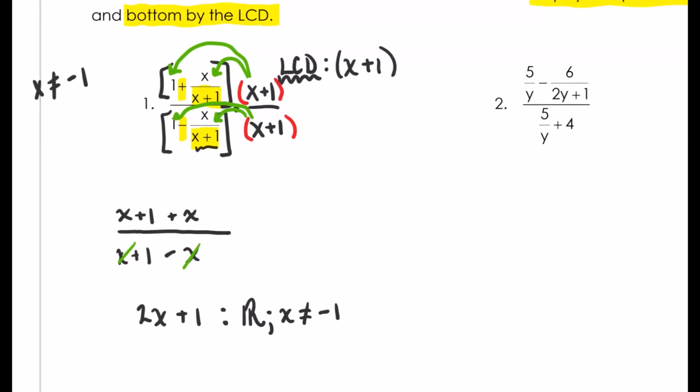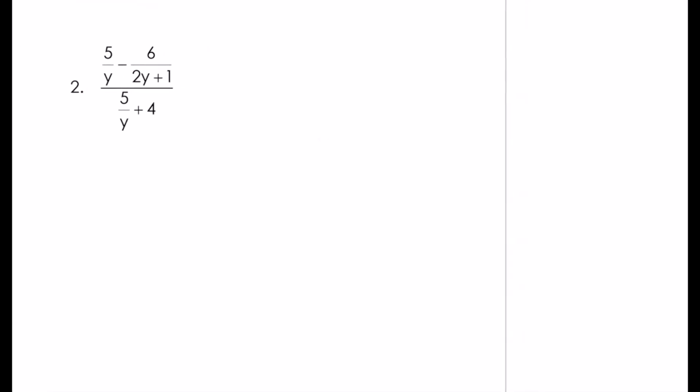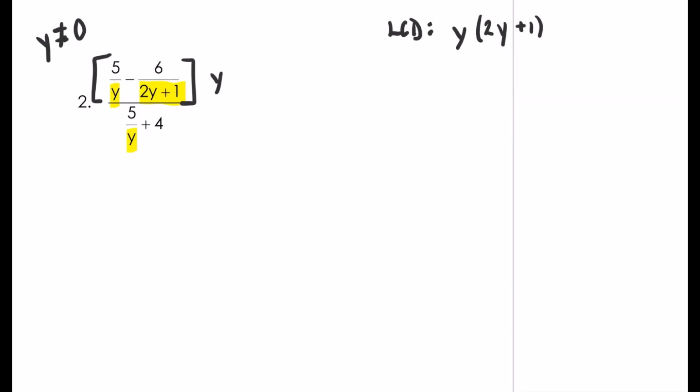All right, let's look at number 2. So on number 2 here, notice for the domain in the denominator here, we can clearly see that y cannot equal 0. All right, so we'll deal with that when we're done. Now here, notice that the least common denominator, so we're going to need this y factor, one of them, and then a 2y plus 1. So the least common denominator for this is going to be y, 2y plus 1. So the entire numerator gets multiplied by y, 2y plus 1, and then the entire denominator gets multiplied by the same thing.